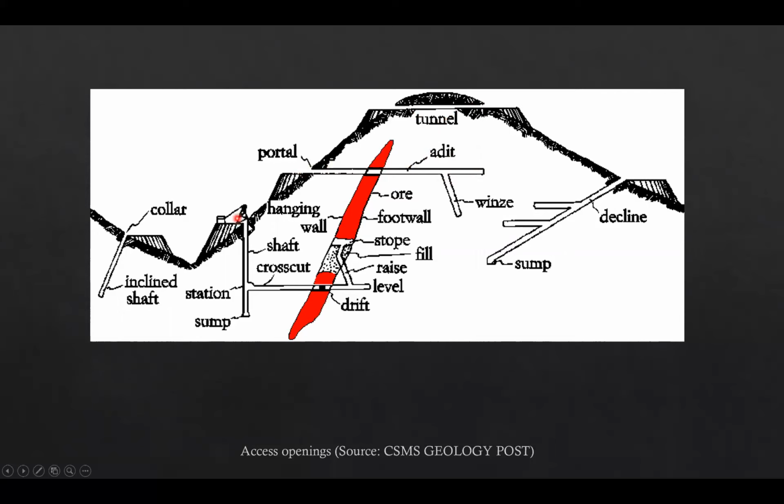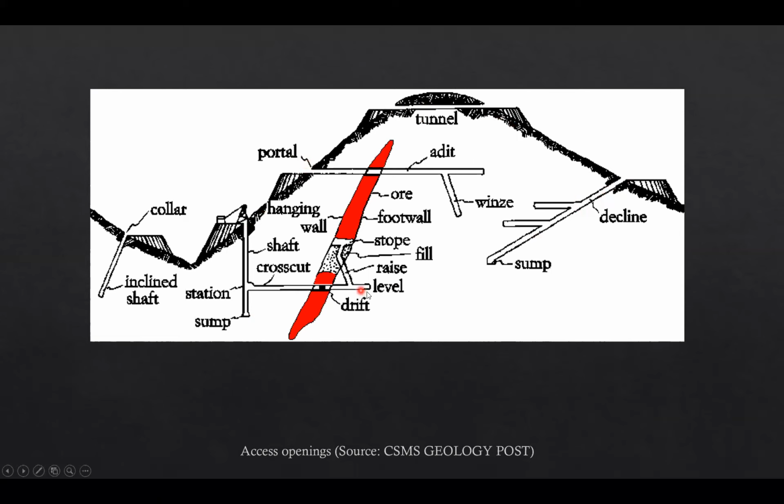Shaft is similar to the adit, but it is vertical instead of horizontal. It has one end open to the surface and the other end in the rock mass. And decline is something in between adit and shaft. It is an inclined opening at some angle with the horizontal. The mouth of all these openings, tunnel, adit, shaft, or decline, which is open to the surface, is known as portal.